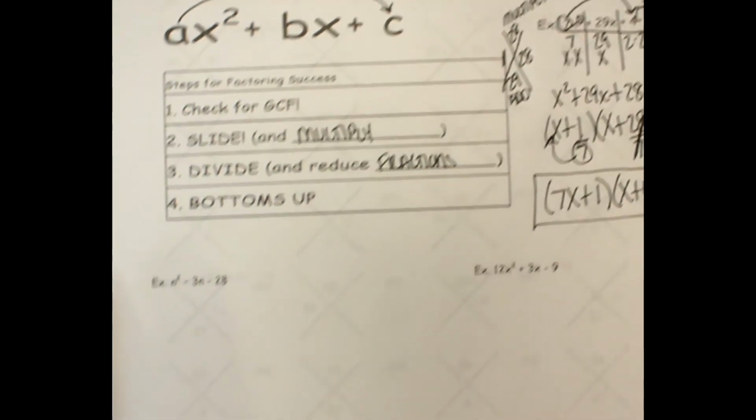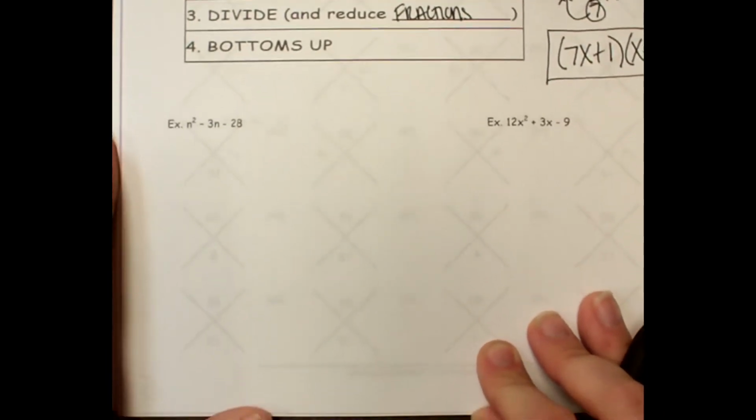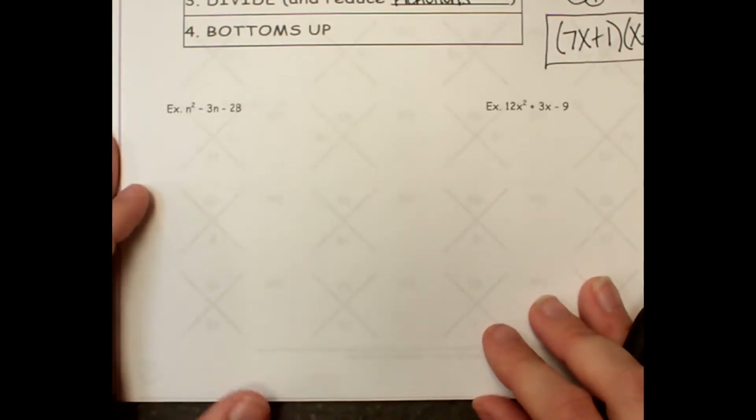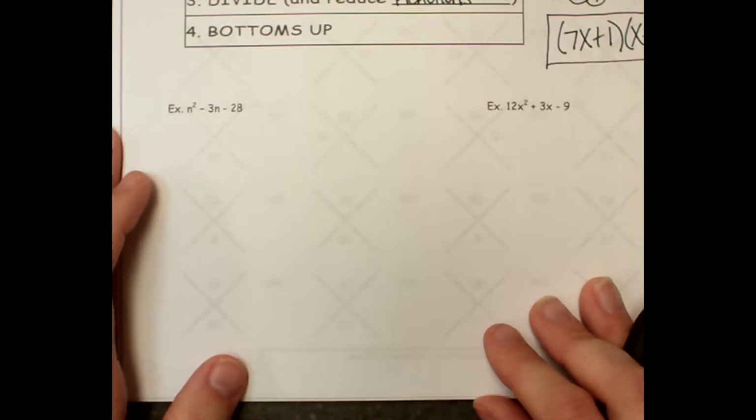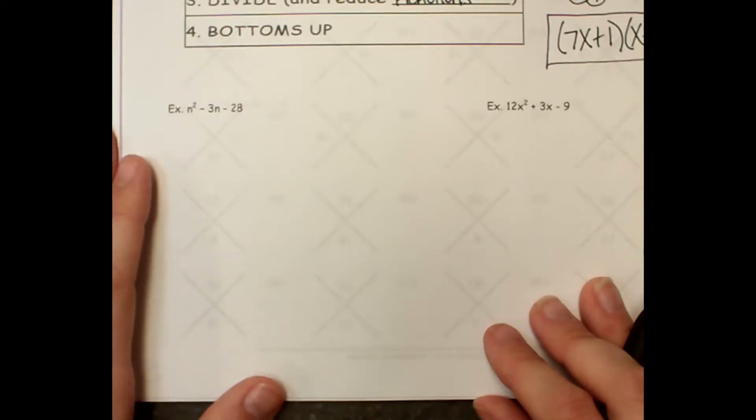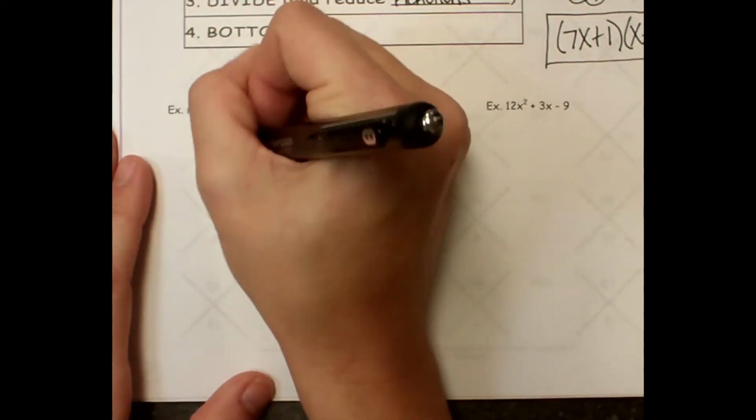So let's look at this example down here in the bottom. n squared minus 3n minus 28. So first step, you want to check for your GCF.